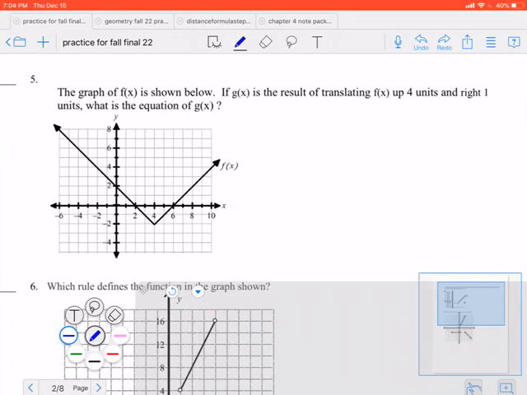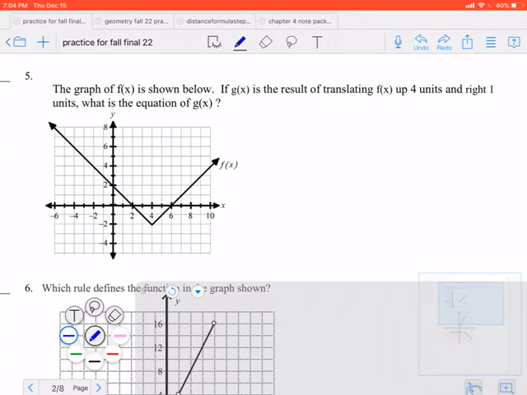Number 5, the graph of f of x is shown below. If g of x is the result of translating f of x up 4 units and to the right 1 unit, what is the equation of g of x?